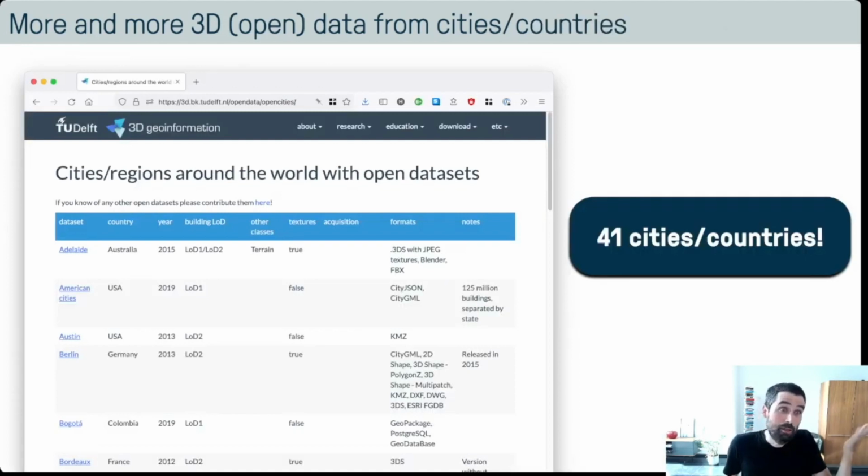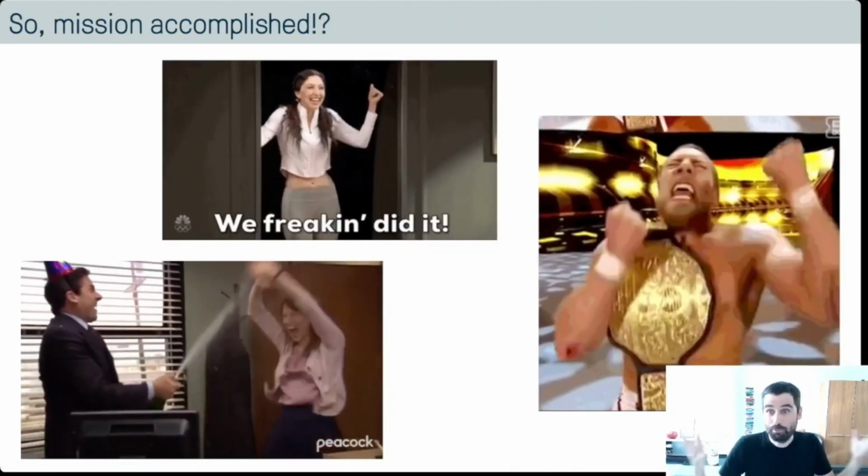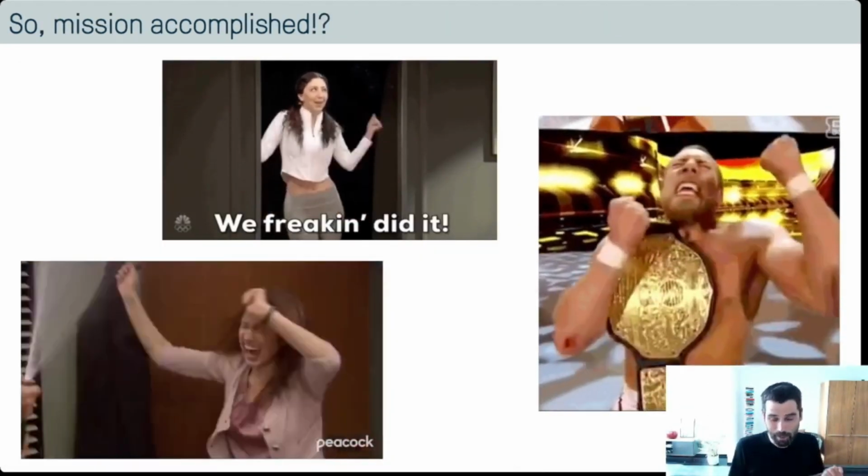And it's not only these cities, by the way, we also have more cities. My research group, which I forgot to mention, the 3D geoinformation group at TU Delft, maintains a list of all the openly available 3D city models, and we now have 41 cities or countries. Each of these data sets might contain more than 10 million buildings. So we said if we have data, then it's the key to unlocking advanced applications. So we should all be super happy, right? Mission accomplished, we've done it.